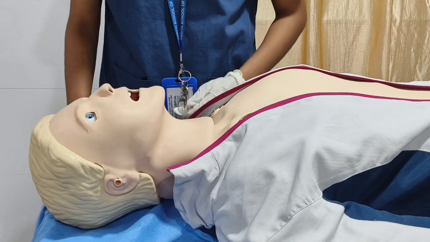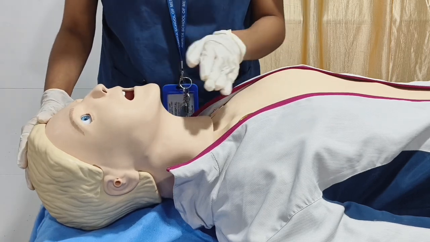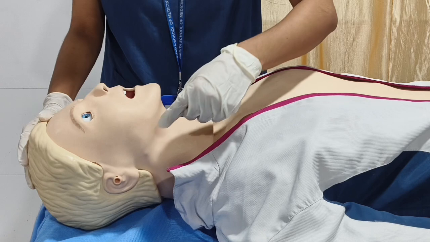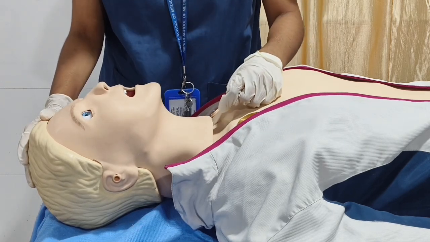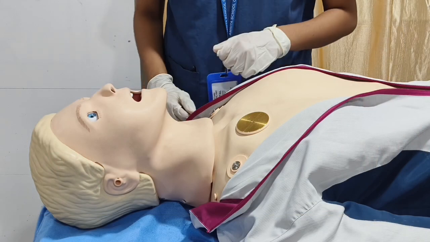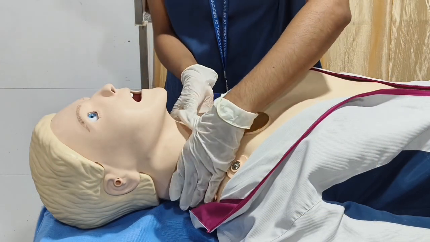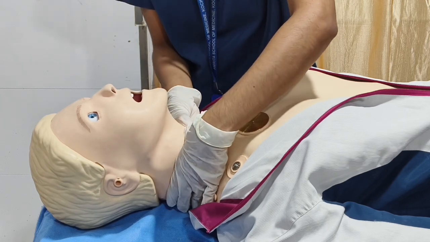Step 13 is to inspect the neck for any obvious lacerations, bruises and deformities. Observe for any jugular venous distension as well as tracheal deviation. Step 14 is to palpate the front and back of the neck for any tenderness as well as deformity.